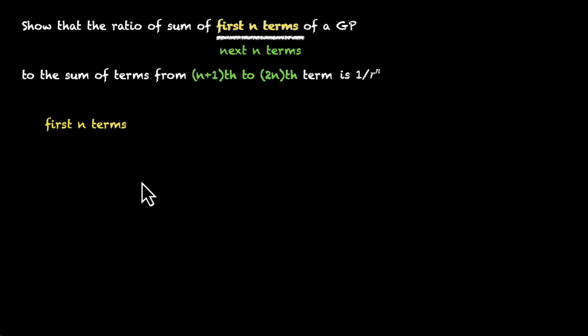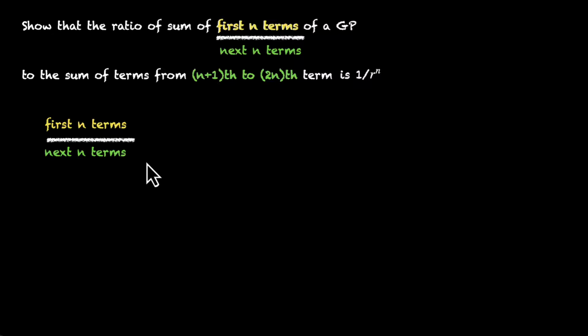We need to find the sum of first n terms to the sum of next n terms. But we have a problem here. We know how to find the sum of first n terms, but we don't know how to find the sum of next n terms. There is no formula for this. What do we do? In situations like these, what you can do is convert something that you cannot find to something that you can find.